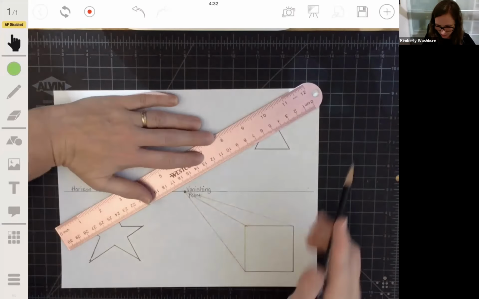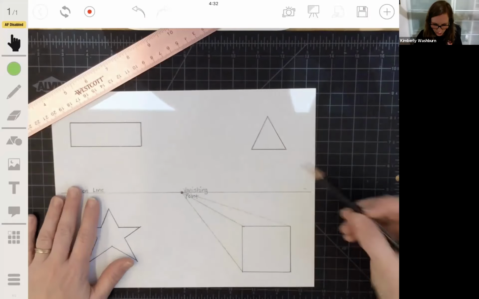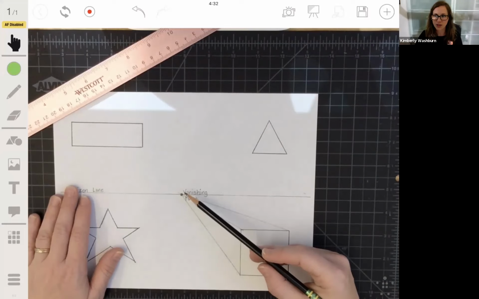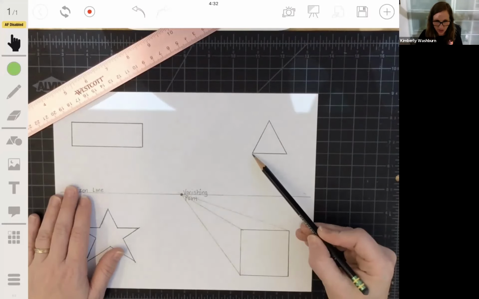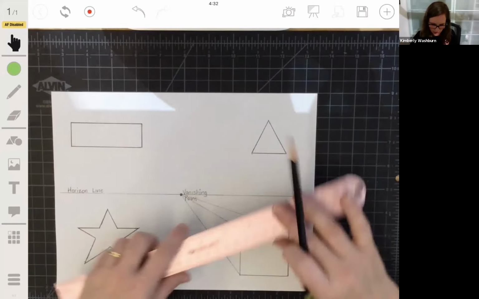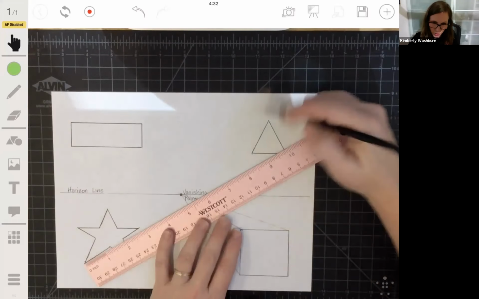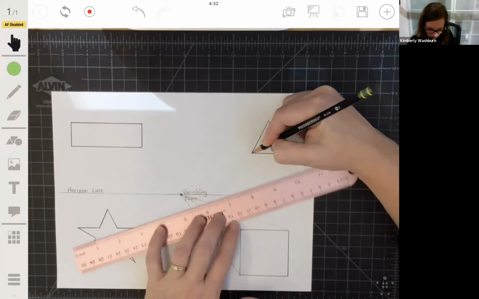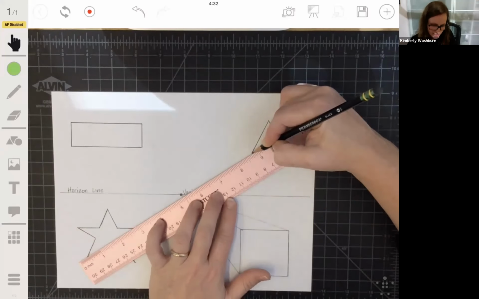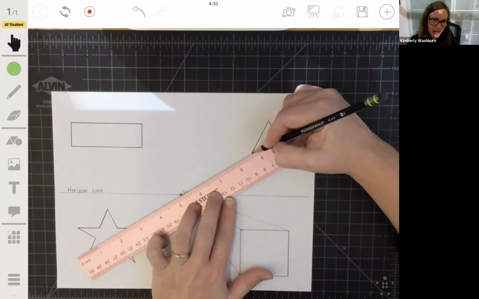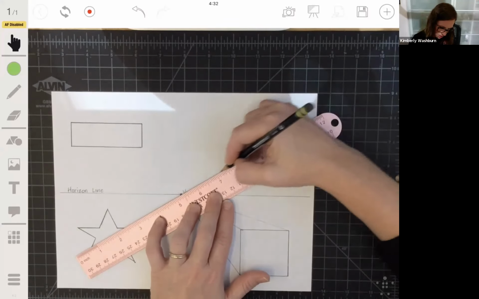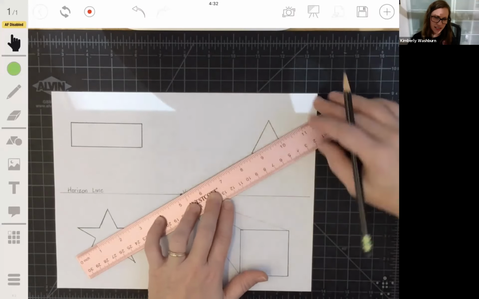All right, now let's practice doing the same thing with our triangle. So remember, just like with our square, I want to find the point that's the closest to the vanishing point. The closest thing to the vanishing point is the easiest to start with. So I like to put my pencil tip on that corner that I'm using and wait till the ruler hits it. And then I want to line that up with the vanishing point, just like that. And then I'm going to draw that line, just like that.